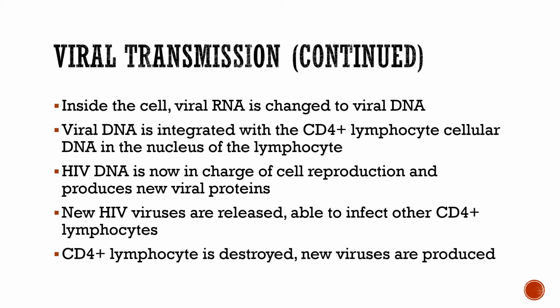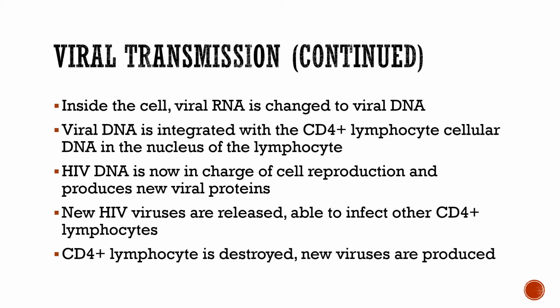Viral DNA is integrated into the CD4 lymphocyte cellular DNA in the nucleus of the lymphocyte. So now this virus is so very smart, and it has worked its way into the nucleus of my cell. HIV DNA is now in charge of cell reproduction and will produce new viral proteins. So this means as there is cell replication, this virus is now part of my DNA. So as the cell replicates, I am actually producing the virus in my body.